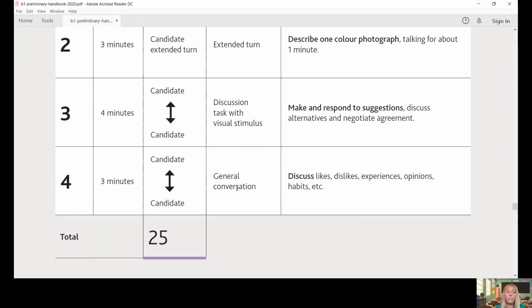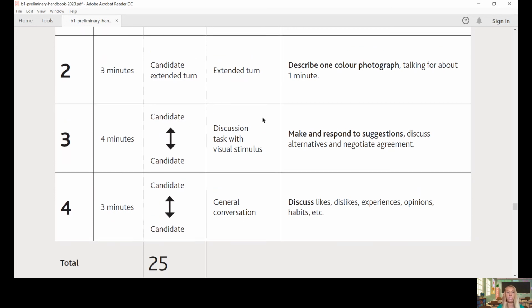4th task is 3 minutes. Again, you're talking to the other candidate. So it's a general conversation where you discuss likes, dislikes, experiences and opinions. Again, we will see how that works. The total is 25 marks for the 4 parts.